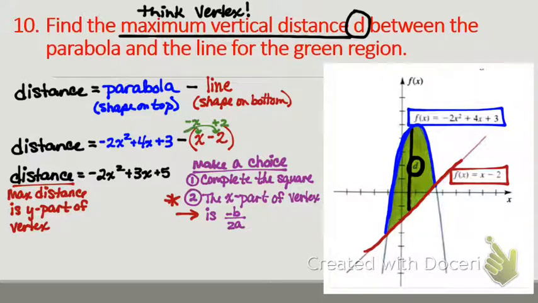So what's my b value? 3. So I'm going to do negative 3 over 2a. What's 2a? Negative 2 times 2, so negative 4. So 3/4 is the x part of the vertex. How can I use that now to find my maximum distance? Substitute it in for x. I'm going to make everything here just a little bit smaller so that I have room to do that.